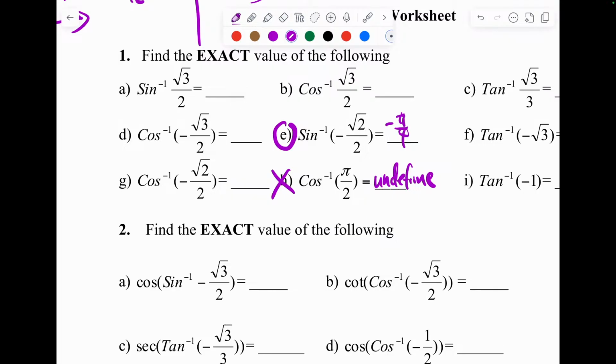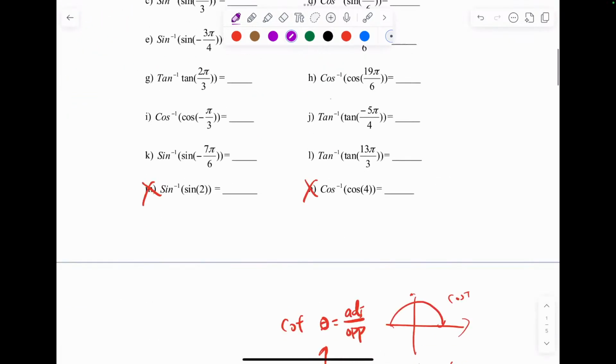You don't have to worry about that question, and you don't have to worry about these 2 questions. These 2 questions are for advanced students who can figure them out. Those are the harder ones. You don't have to worry about it. I won't put it on the test.